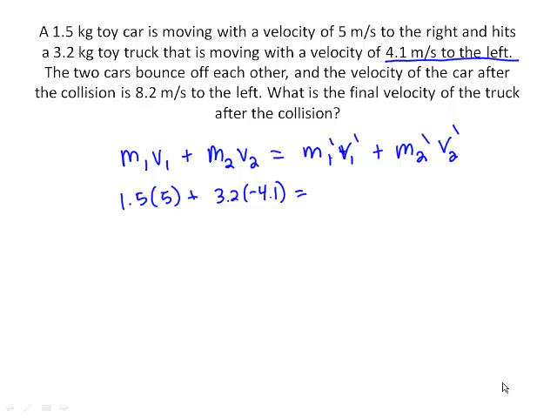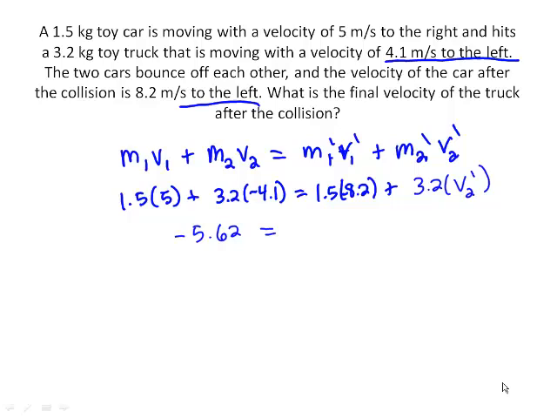The two cars bounce off each other. Velocity of the second car afterwards, 1.5 times 8.2, but that's going to be negative because it's going to the left. And we want to know what the final velocity of the truck is. So its mass is still 3.2, and we just want to know what its velocity is. So when we do a little bit of computing here, we end up with negative 5.62 on this side, which is equal to negative 12.3 plus the 3.2 multiplied by our velocity that we're trying to find.